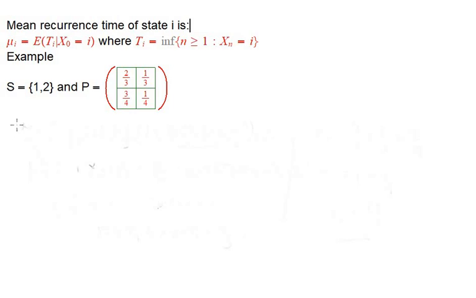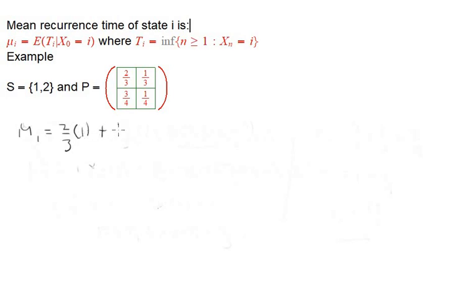So we want to find the expected amount of time it takes to get back to state 1 given that we're initially in state 1. Or you could think of it as the infimum of the time, or the number of steps. So mu1 is equal to, so you have a 2/3 chance you initially get back right away. So 2/3 chance you have one step.